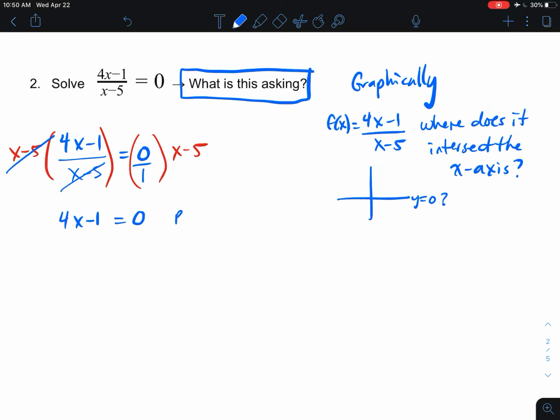So now we have a polynomial. And we're really happy about that because we know how to solve polynomial equations. This is just a linear one, so it's super easy. I'm just going to add 1 on both sides, and then divide by 4 on both sides. Awesome. So we have x equals 1/4. So that means on this graph, this function, (4x minus 1) over (x minus 5), would have its x-intercept at 1/4.